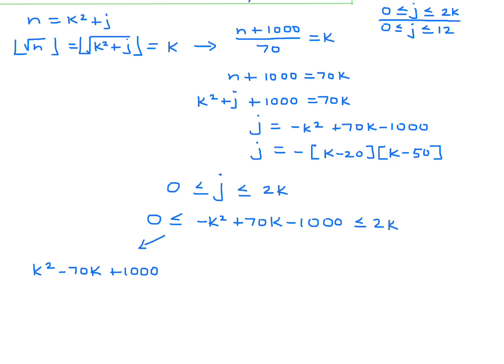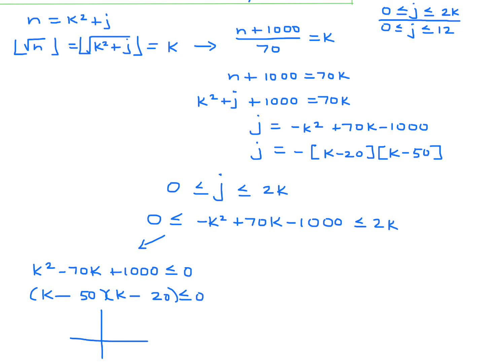So this becomes the other way around. So it would be less than or equal to 0 like that, if I did that correctly. And I believe I did. So now this factors: k minus 50, k minus 20, less than or equal to 0.